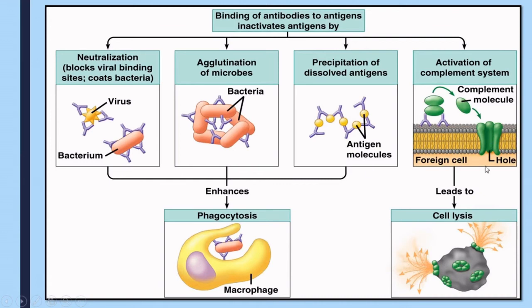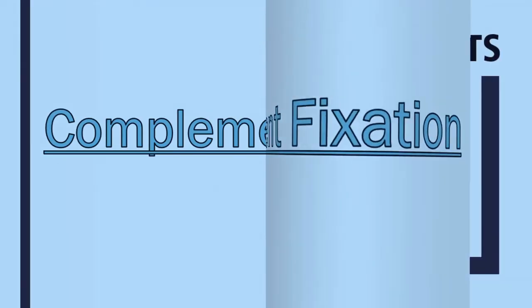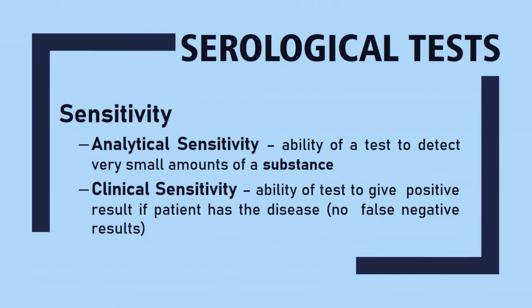So complement itself is doing lots of activities. No need for any cell mediated immunity. I hope this is clear. Now we come to the serological tests. So that was just a brief overview of what kind of reactions we have in the body and where all different types of reactions are happening when we talk about antigen antibody interactions.